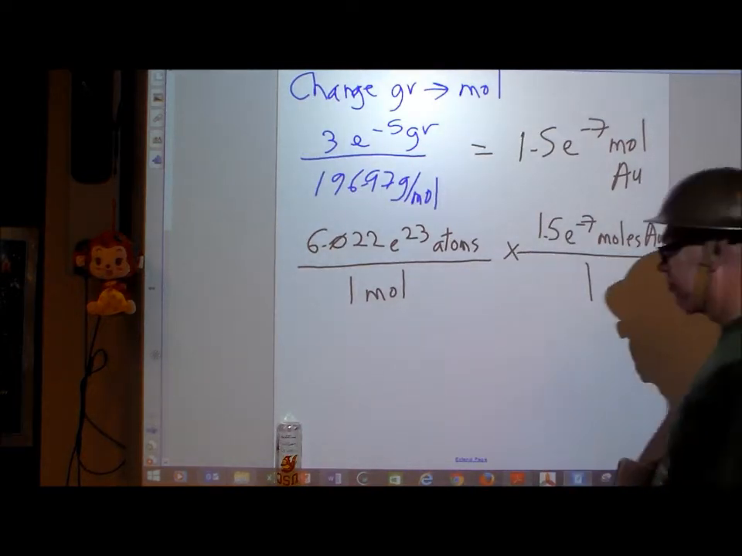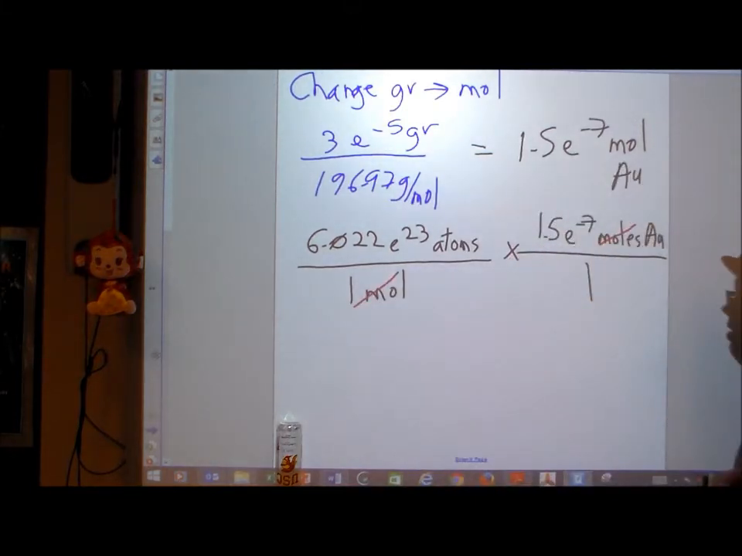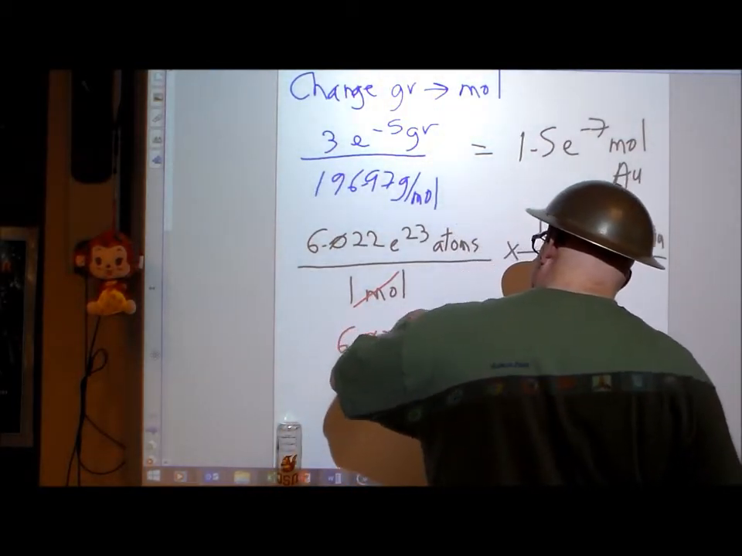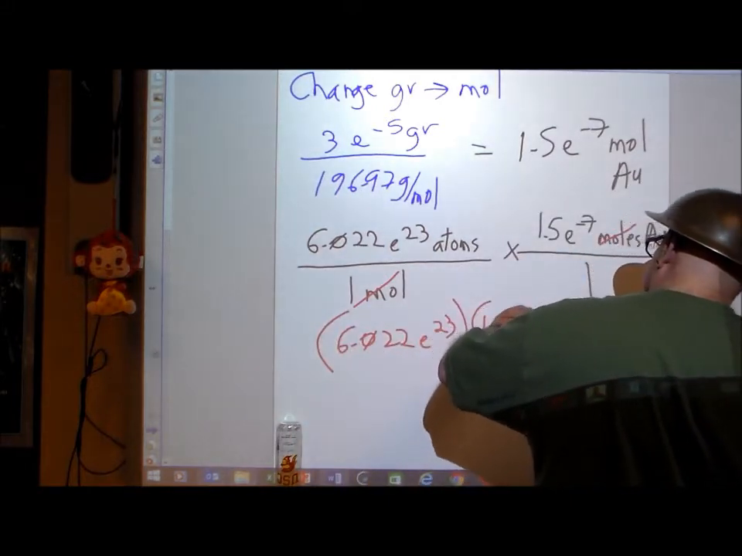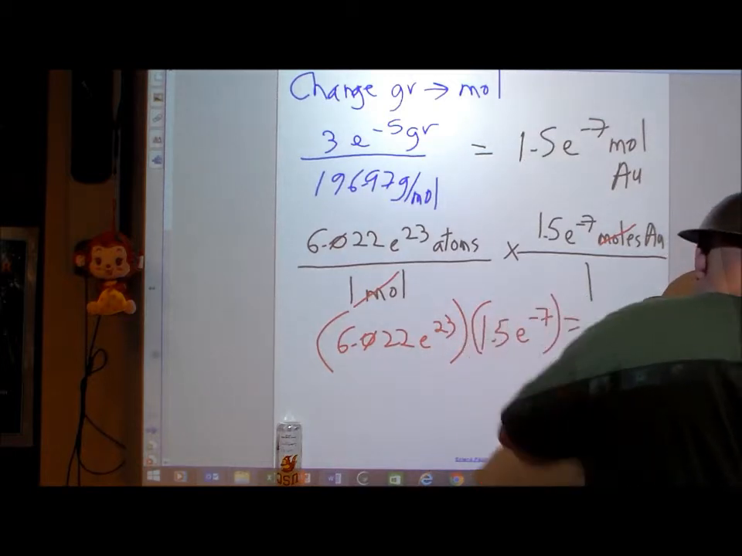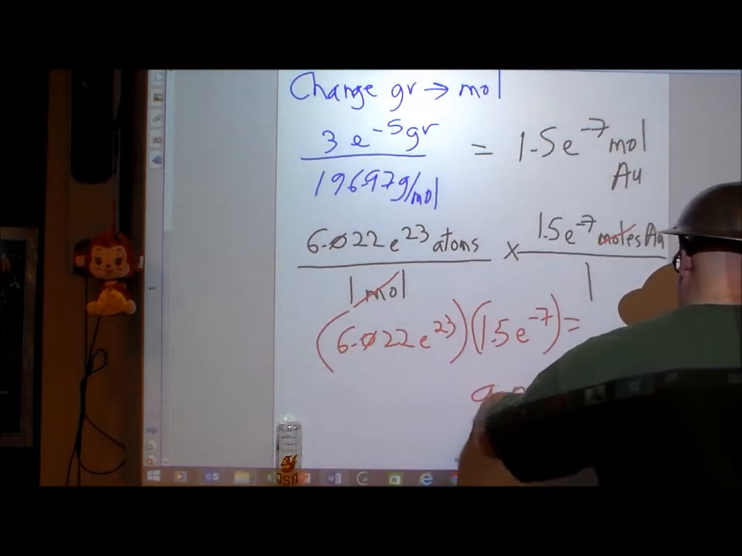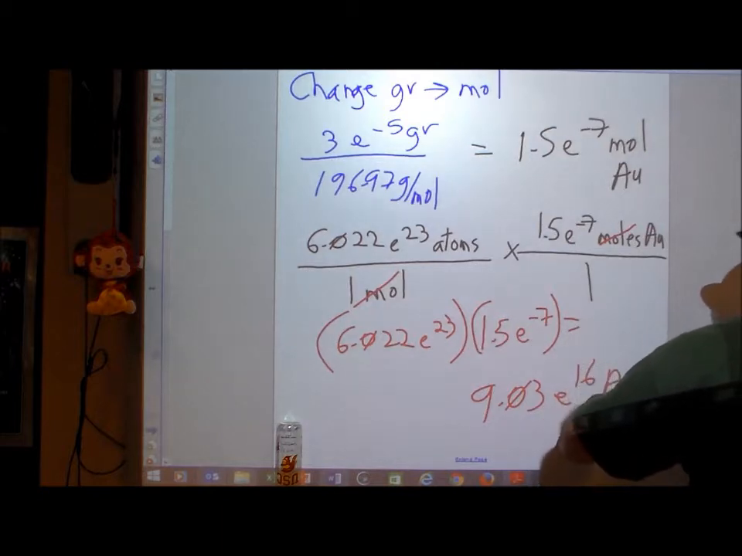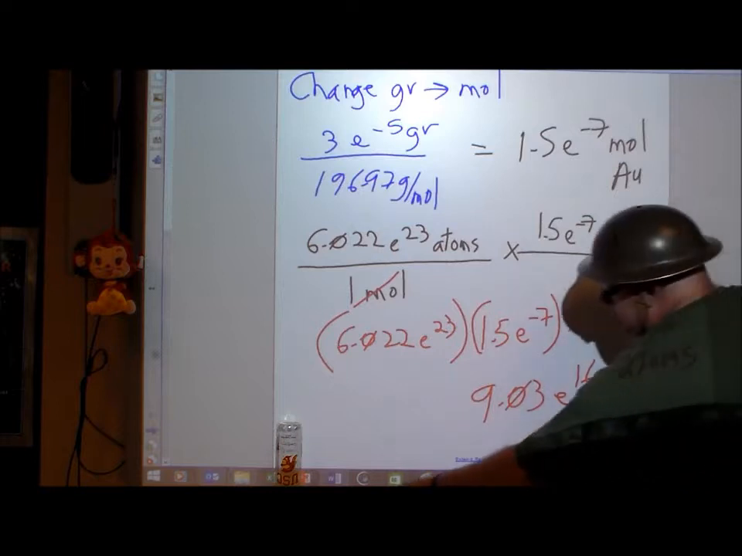Now, why in the world am I multiplying this? Well, keep in mind, the idea is that the moles will cancel each other out, and I will be left with atoms. So at the end of it, I'm going to have 6.022 e to the 23rd multiplied by 1.5 e to the minus 7th. And that's going to get us our final answer, 9.03 e to the 16th gold atoms.